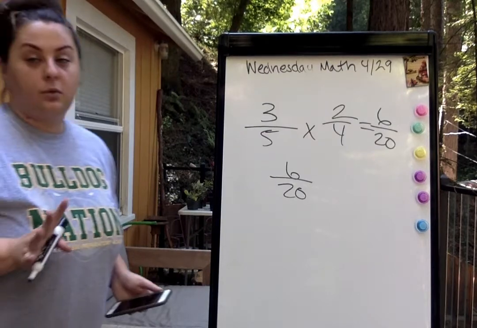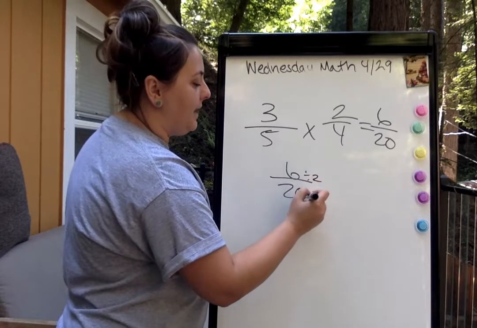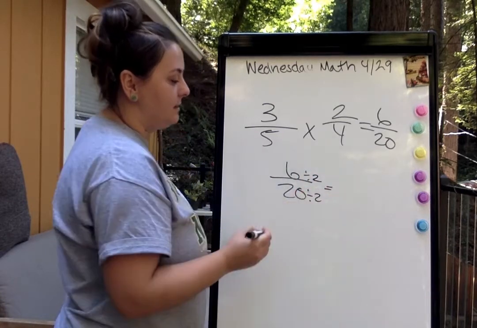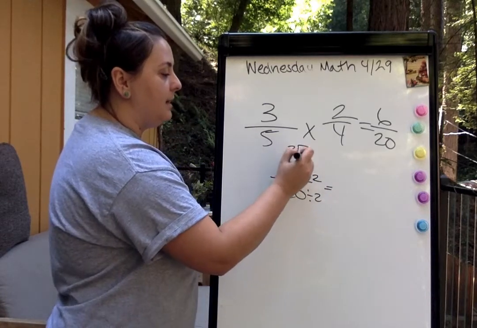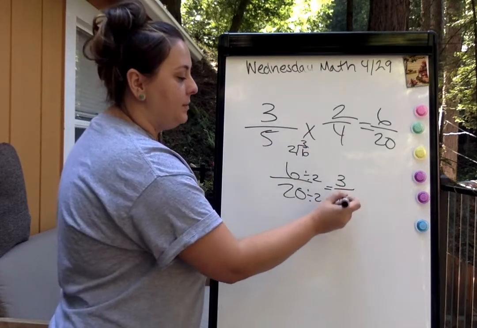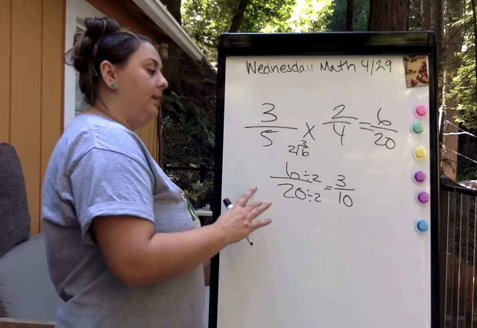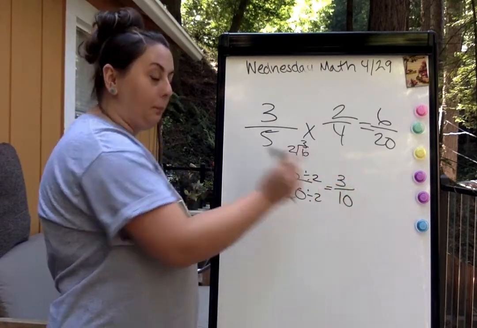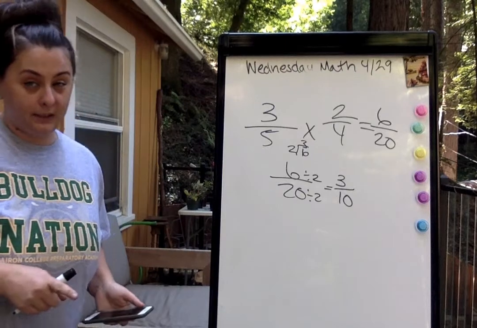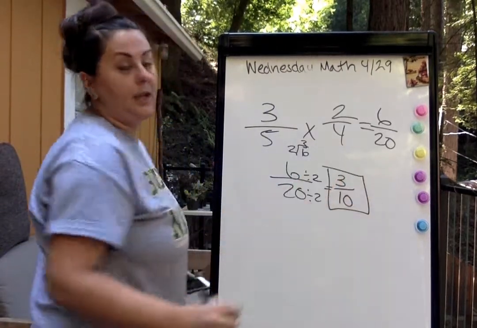Now, I know just by looking at it that both of these are even numbers, so I know I'm going to be able to divide each by 2, at least. So 6 divided by 2 is 3, and 20 divided by 2 is 10. Look at it again and think, can I get any number to go into both evenly with no remainder? You cannot. So that's your final answer.